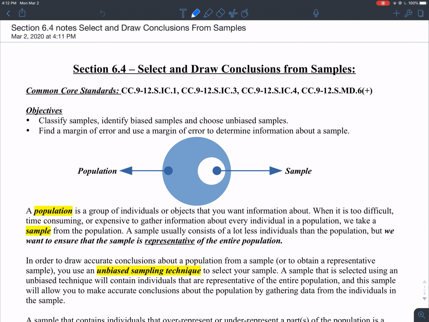Okay, guys, so let's do the first half of section 6.4 together. We'll do examples 1 through 3, maybe, and then we'll do examples 4 through 8 next time.